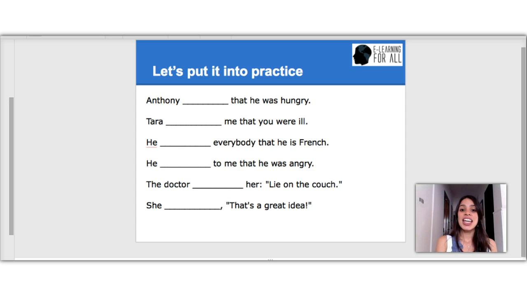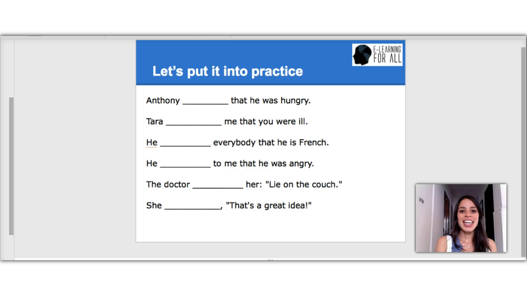He says everybody that he is French. Or he tells everybody that he is French. Which is the correct form? Tells or says? Write down your answer.